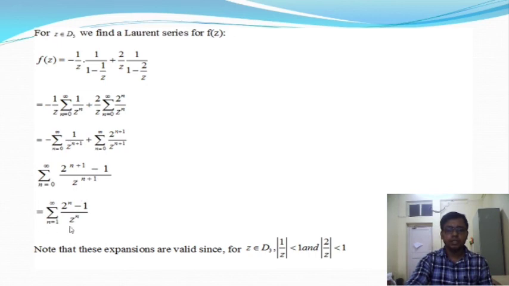This expansion will be valid when modulus of 1 by z is less than 1 as well as modulus of 2 by z is less than 1. So from both, we will get modulus of z is greater than 2.